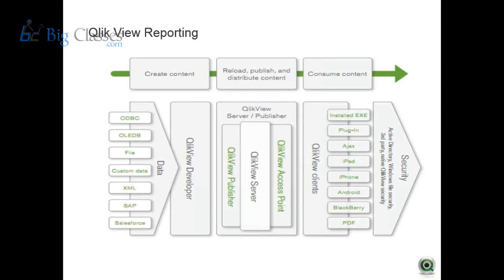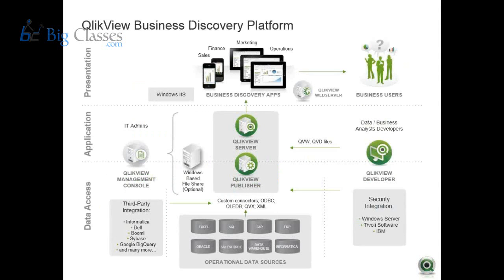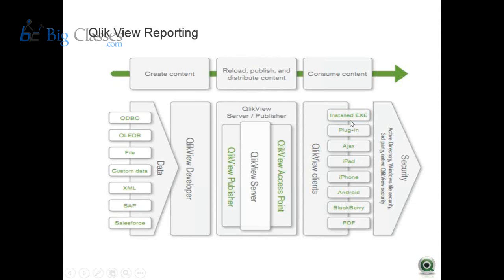Publisher takes care of the scheduling, and then it moves it to the access point. Access point is like a web server on the Qlikview server, like I said. So on the Qlikview server, Qlikview web server manages the user connections and all, like any other web server. And the users consume content anywhere. So they can connect through a laptop or through any handheld device, iPad, phone, anything. And of course, the security is completely integrated.